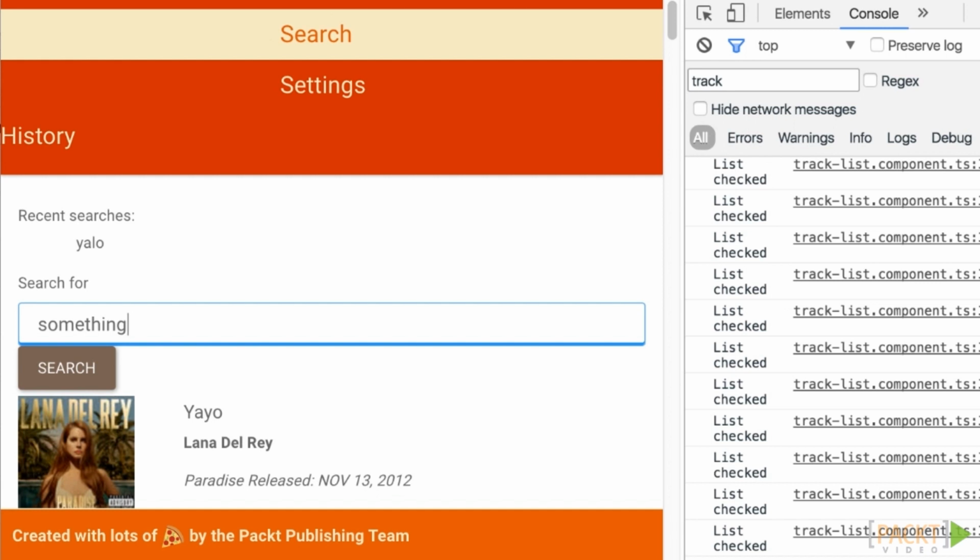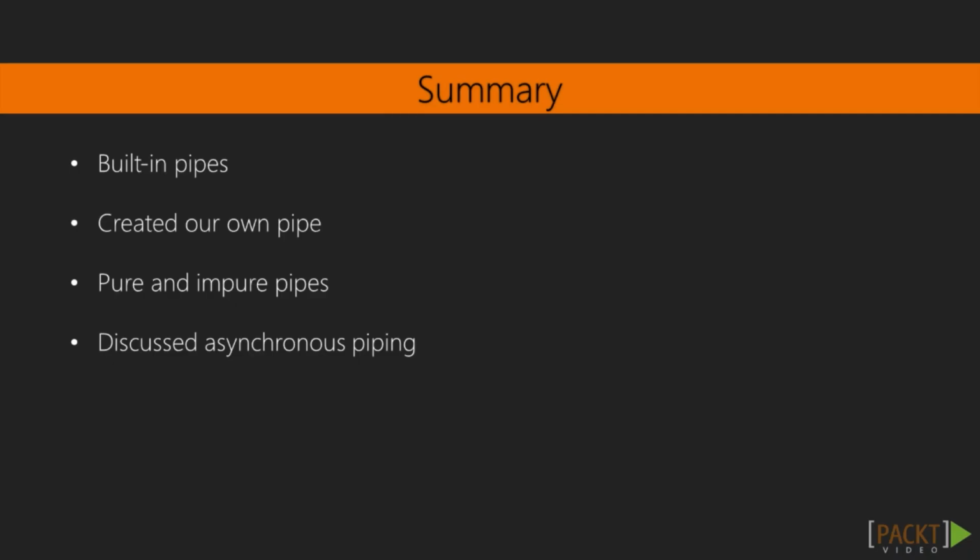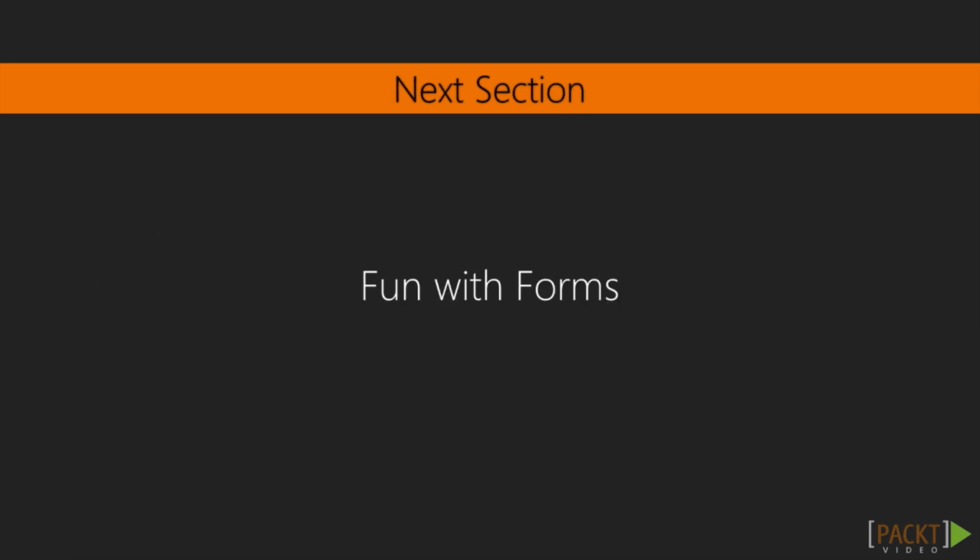So in this video, we learned how to use the async pipe to display values emitted by an observable or a promise. And we also introduced change detection cycles and the change detector. This concludes the section about pipes. We learned to use built-in pipes, create our own pipes, and learn about the difference between pure and impure pipes. In the next section, we will look into forms in Angular 2, including custom and asynchronous validation.